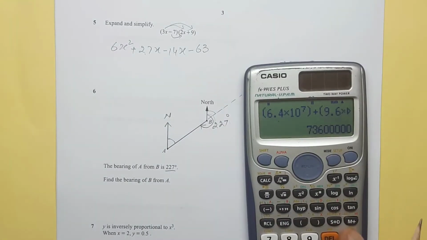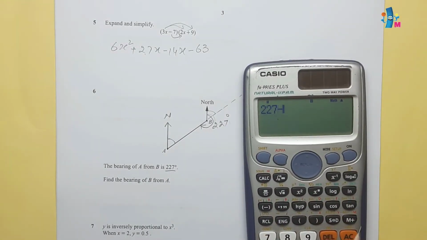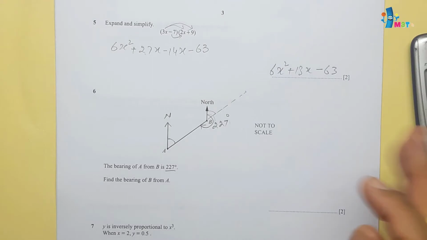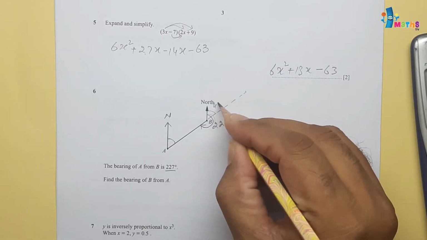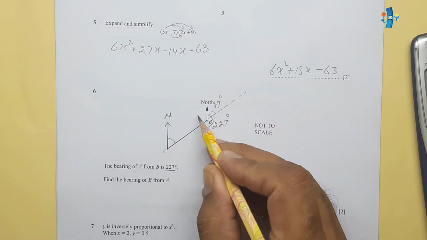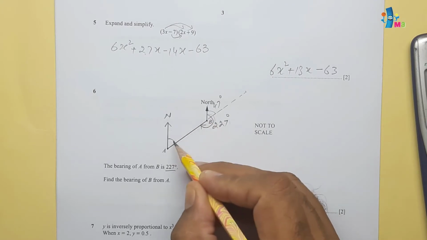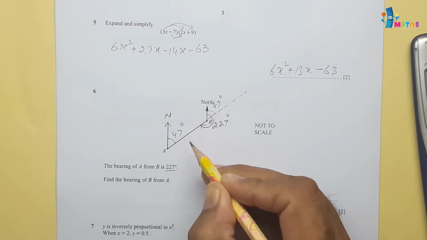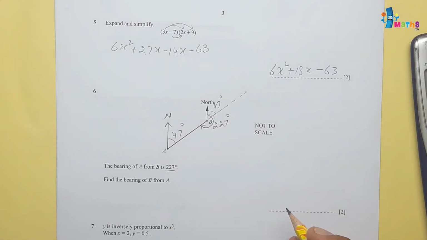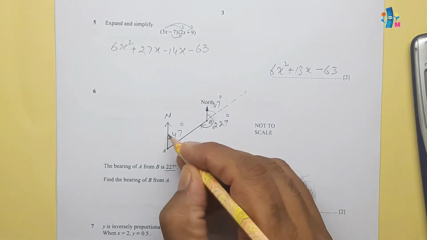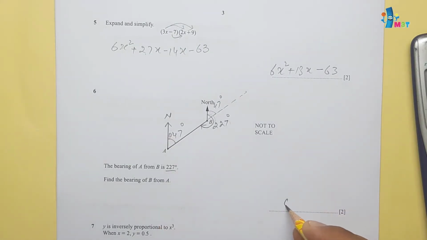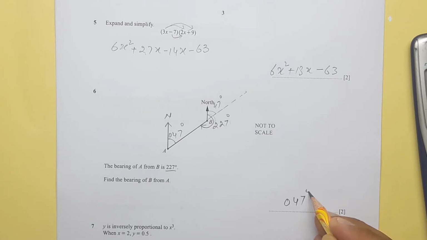So we can use the calculator. 227 minus 180 will be equal to 47. So this angle is 47 degrees, and these north lines are parallel, so this will also be 47 degrees. We write bearings with a leading 0, which means it should be in 3 digits. If it is 2 digits, we write a 0 at the start.